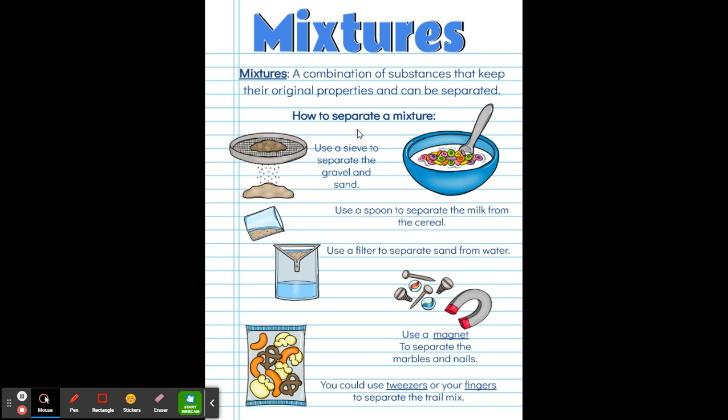So here's how we would separate a mixture. We could use a sieve to separate the gravel and sand. We could use a spoon to separate the milk from the cereal. We could use a filter to separate sand from water. And we could use a magnet to separate the marbles and nails. You could use tweezers or your fingers to separate trail mix.